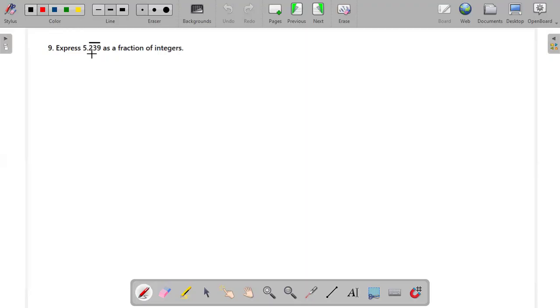We can see that on 2, 3, and 9 there's a bar, meaning that those 3 numbers are repeating. So if I was to rewrite that number, it would be the same as 5.239, and then they repeat again 239, 239, 239, just like that until forever. The bar on top simply means the numbers below that bar are repeating.